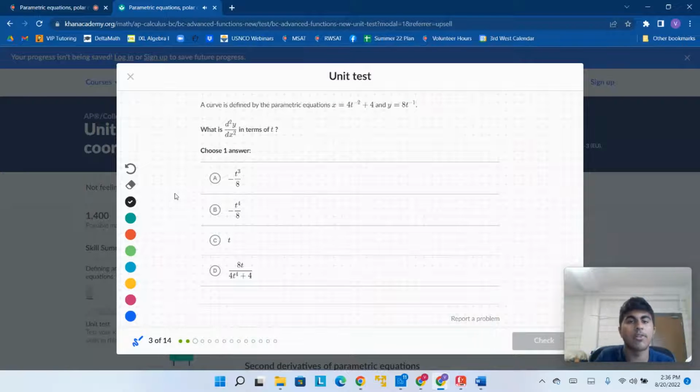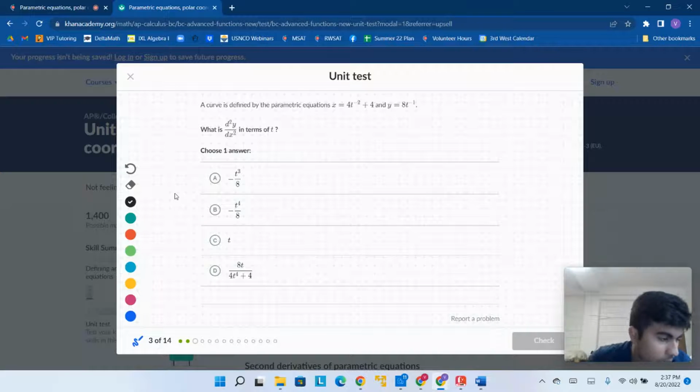A curve is defined by parametric equations. x equals 4t to the negative 2 plus 4, and y equals 8t to the negative 1. What is d squared y over dx squared in terms of t? So what I'm going to do is find dx/dt, and that's going to be negative 8t to the negative 3. And then I'm going to find dy/dt, which is going to be negative 8t to the negative 2.